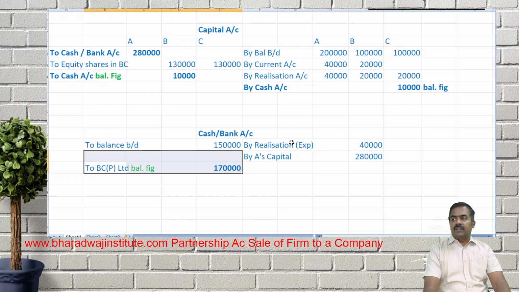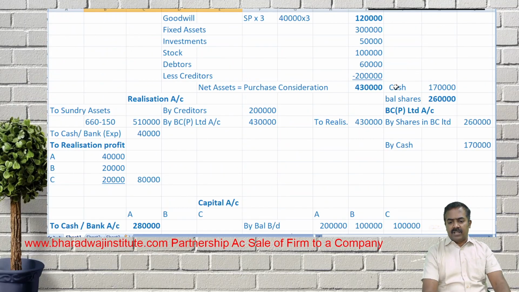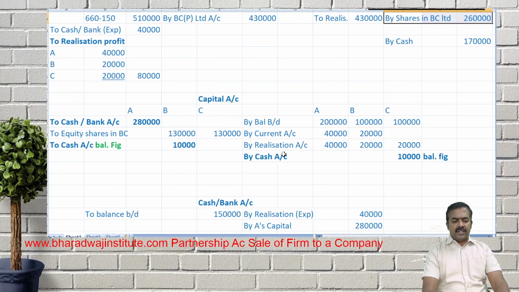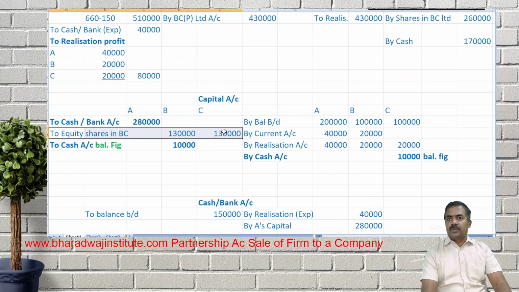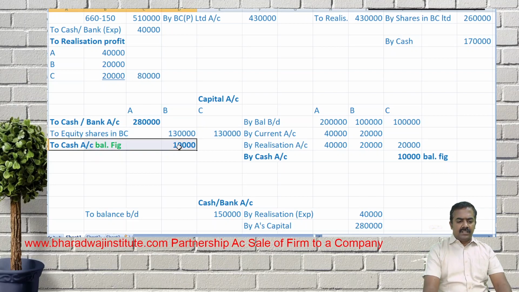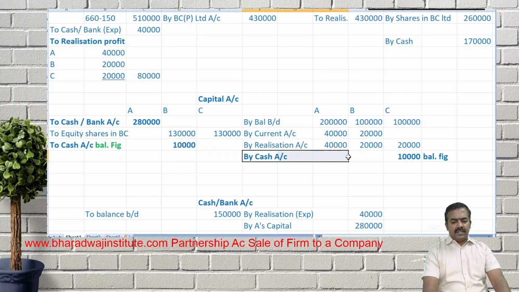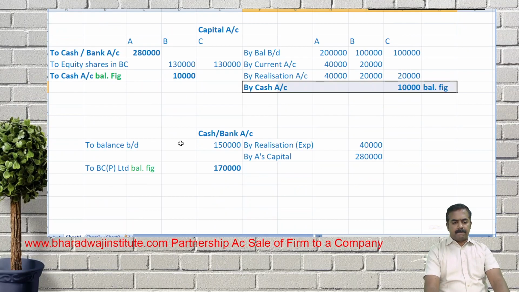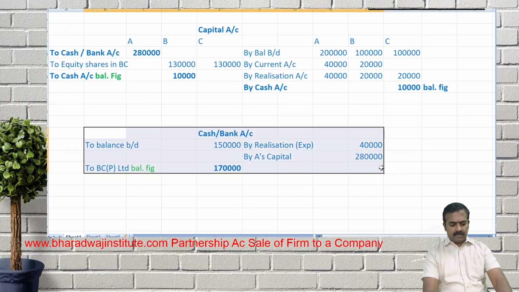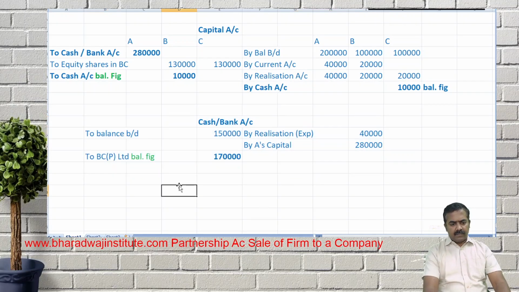The balancing figure we will ask the company to pay. How much? 1,70,000. We will ask for the cash component. The balance will be paid in shares. The shares are to be taken up by B and C in equal ratio, because they want to have equal shareholding in the new company. The surplus balance is paid to B and shortage, if any, is brought in by what? C. The concept is same. Dissolution. Realization account, cash account, capital account. The adjustment depends on the problem, depends on the question.